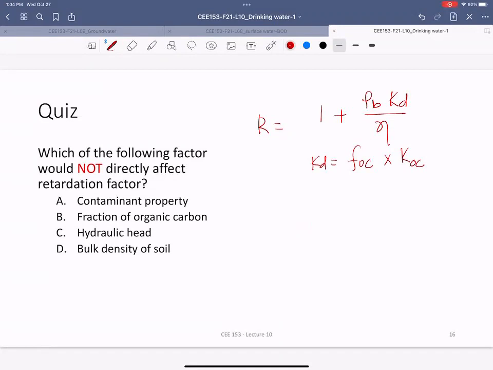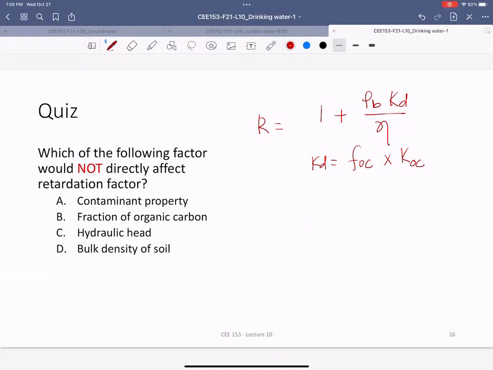Okay, so raise your hand if it is answer A, B, C, many of you, D.